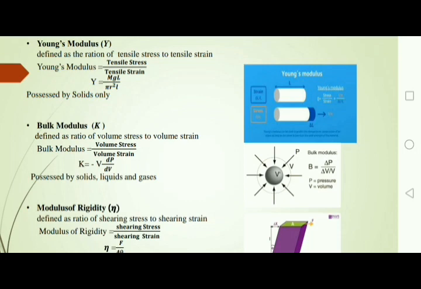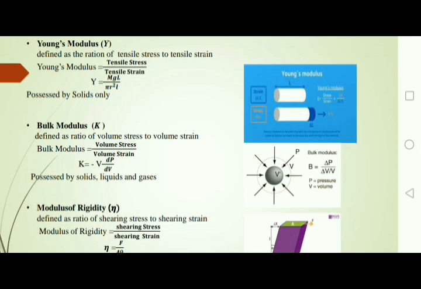This gives the ratio of volume stress and volume strain. That is, the ratio of volume stress to volume strain is nothing but the bulk modulus. Suppose that a body of volume capital V is subjected to an additional small pressure, say delta P. Then the increase in pressure will produce a decrease in volume. Let dV be the decrease in its volume.